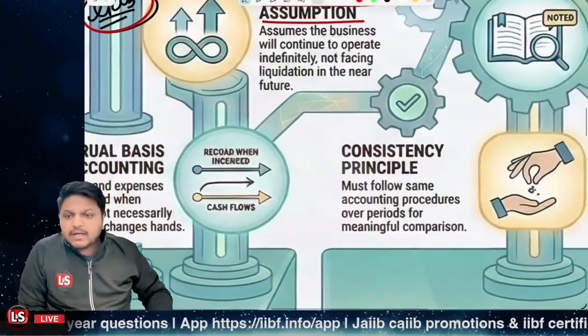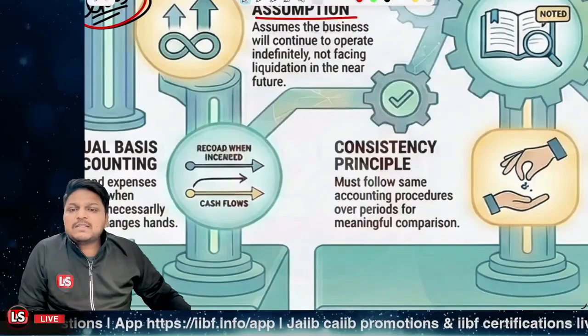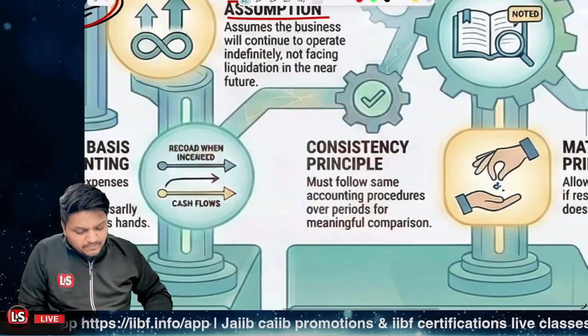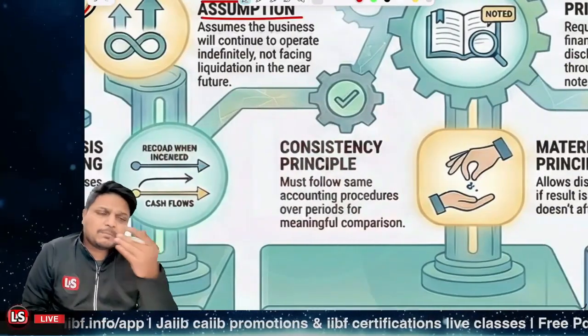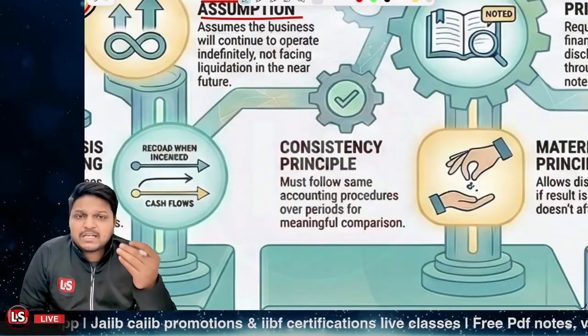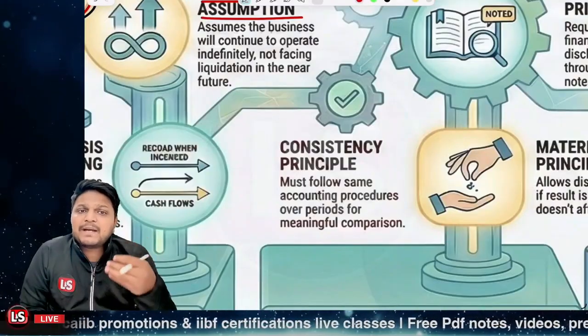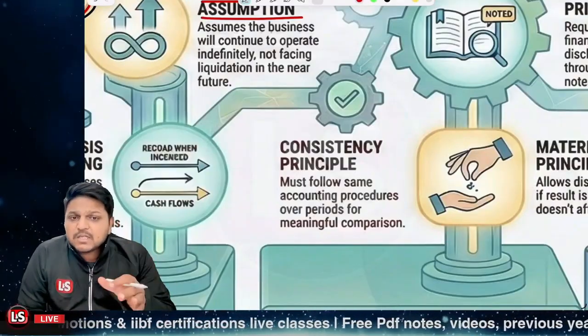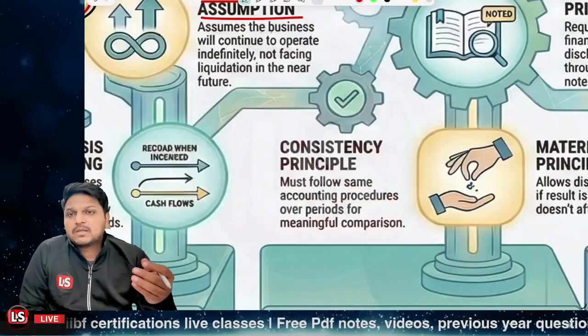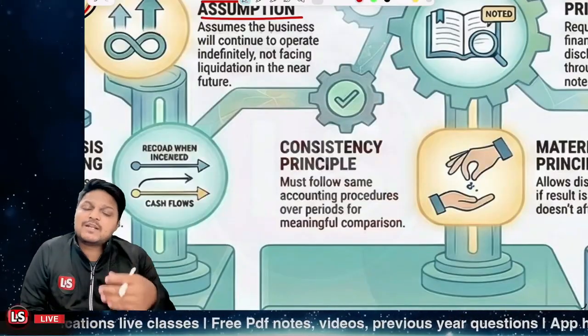Further, it's related to the consistency principle. Now, what is the consistency principle? The consistency principle is very simple: you should consistently be using the same laws, bylaws, procedures, and processes which you were using, and you should be doing it for a series of transactions.